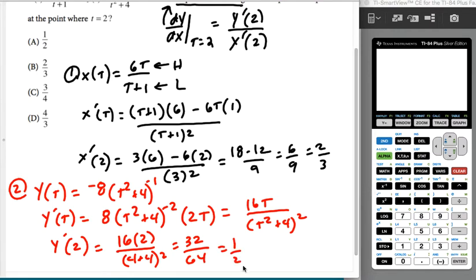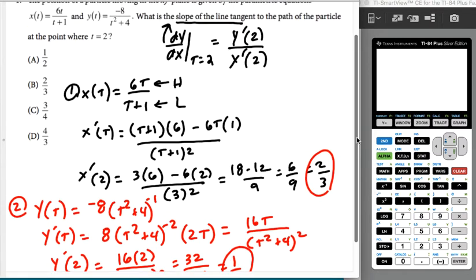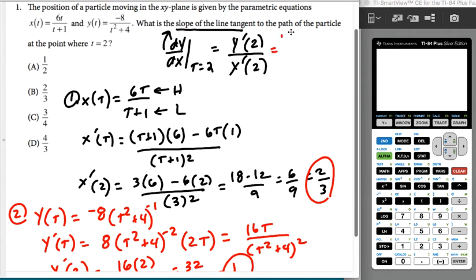So now I come back up here with this number, and I recognize that what I'm looking for is 1/2 divided by 2/3. Well, that's 1/2 times 3/2, which is 3/4. So answer C.